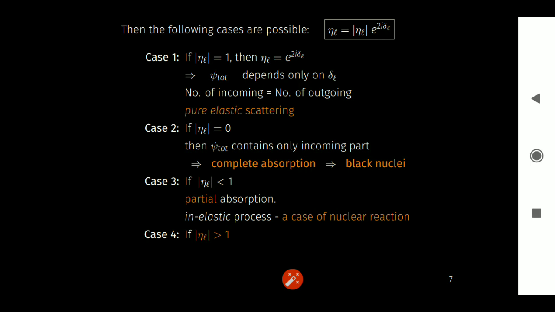Case 4 is when the modulus of η_L is greater than 1. Extending this analogy, it means the magnitude and intensity of the outgoing wave is more than the incident wave. That means generation of new particles. So this is a rare phenomenon. It can happen, but not always. Okay, we are not going to discuss that case here.